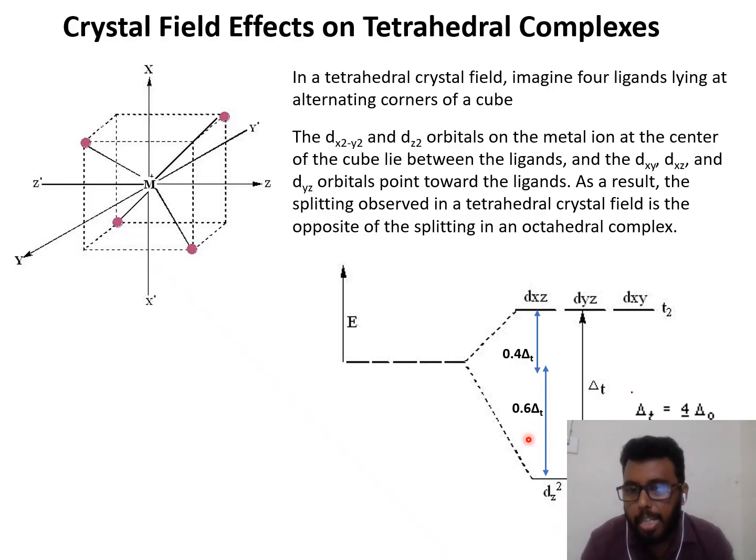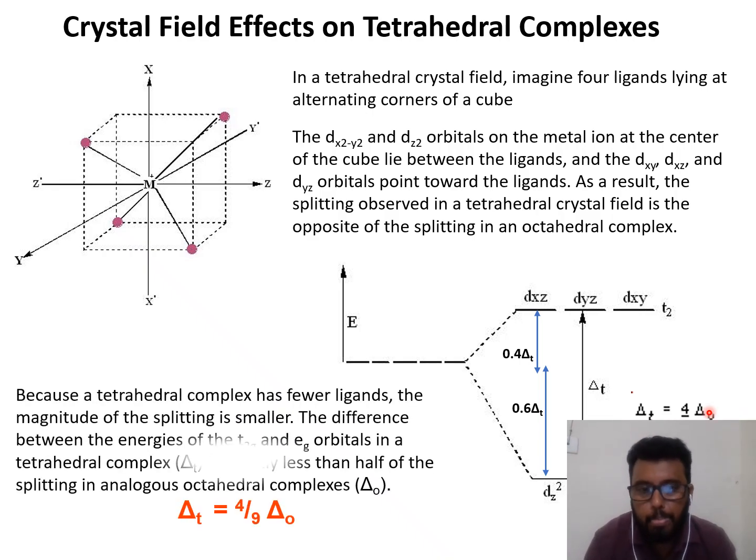As a result, you will get 0.6 delta T. Remember that letter T. O means octahedral, and then 0.4 delta T. So you will get delta T is equal to 4 by 9 delta O. This is an important relationship, which means that compared to the octahedral splitting energy, the tetrahedral splitting energy will be relatively half. You can say like that, 4 by 9. So this relationship is very important, even in multiple choice questions. They have asked many times. Delta T is equal to 4 by 9 delta O.